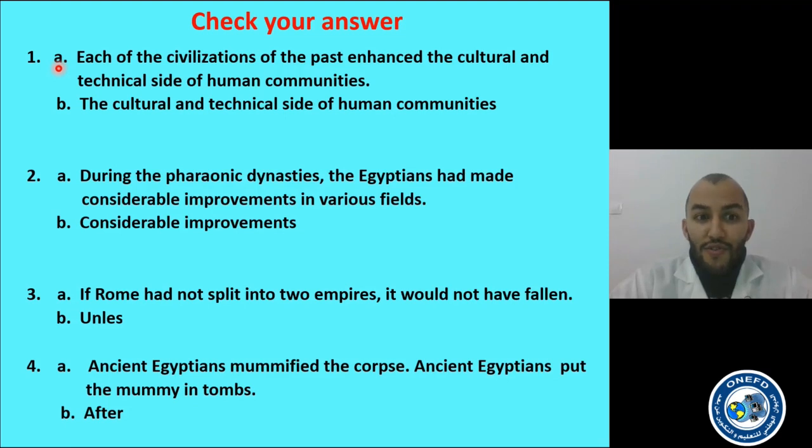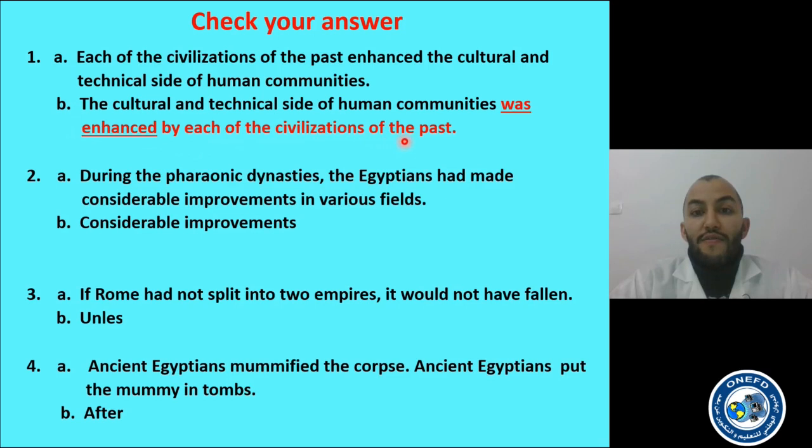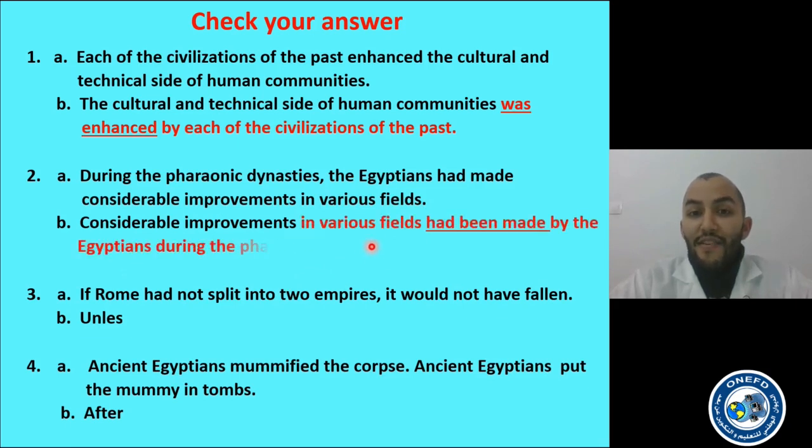Now, let's check your answers. B: the cultural and technical side of human communities was enhanced by each of the civilizations of the past. So what is that "was enhanced by"? What does it tell you? This was in the active and we turn it into the passive form. Number 2: during the pharaonic dynasties, the Egyptians had made considerable improvements in various fields. So considerable improvements in various fields had been made by the Egyptians during the pharaonic dynasties. Here, the same thing, passive and active voice, right?